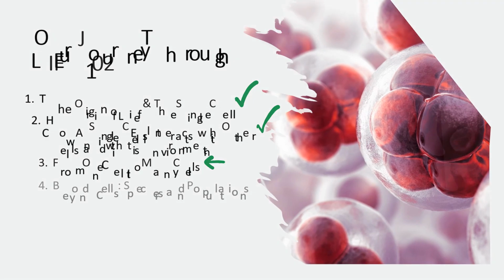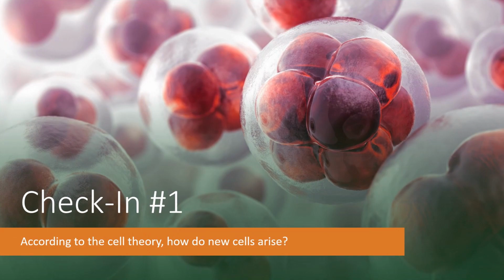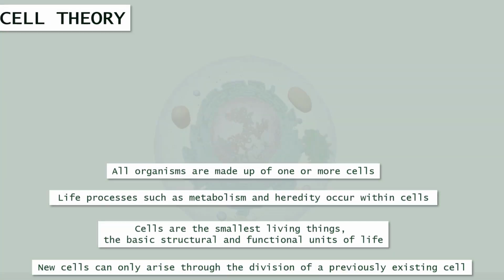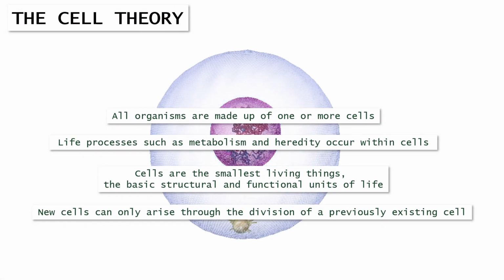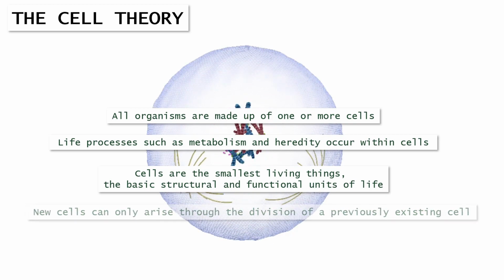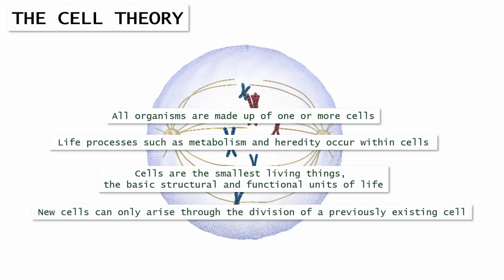Here is a brief check-in question on that topic. According to the cell theory, remember that from way back when? According to the cell theory, how do new cells arise? Where do they come from? New cells arise from existing cells, specifically through the division of existing cells.